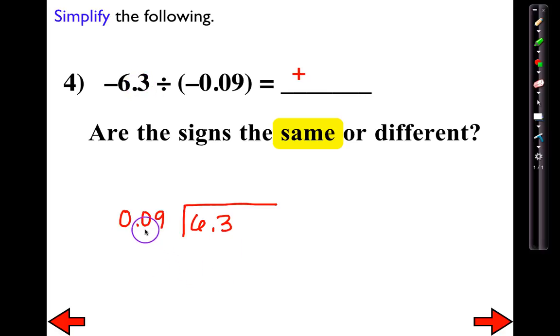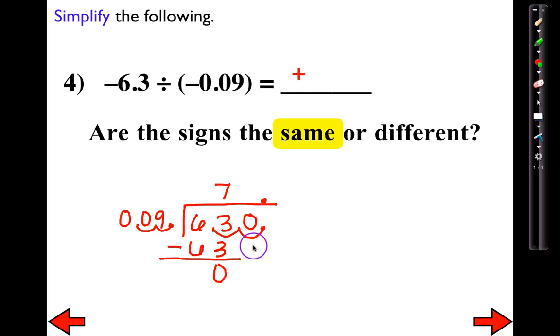So now, since I don't have a whole number, I'm going to go ahead and convert that by moving my decimal 2 places over. So here, in this case, we're actually multiplying by 100. Again, that's how it works. So I'm going to go ahead and move my decimal up. 9 cannot go into 6. However, 9 can go into 63 7 times. I'm going to subtract. I get a remainder of 0.